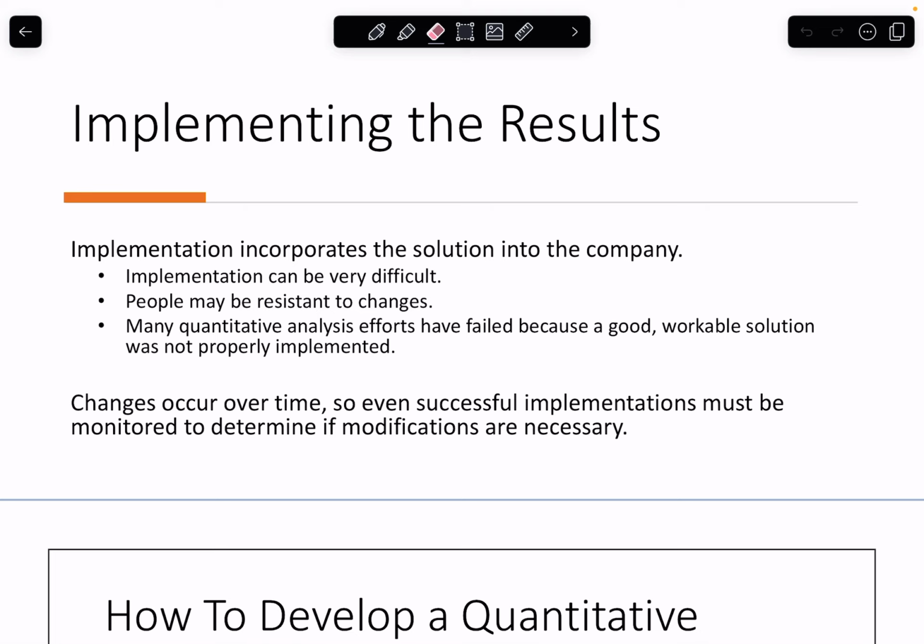Many quantitative analysis efforts have failed because a good workable solution was not properly implemented. There are cases where the solution is good, however the implementing rules and guidelines on how to carry out the solution are not good. That's the time that we experience some problems.